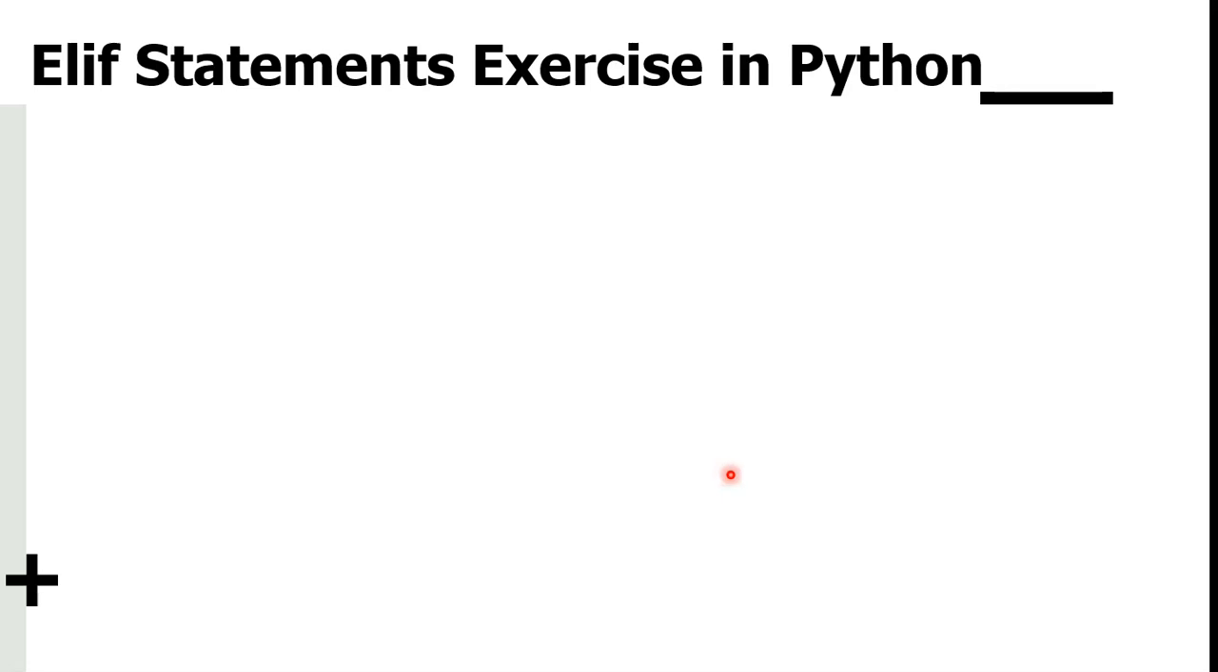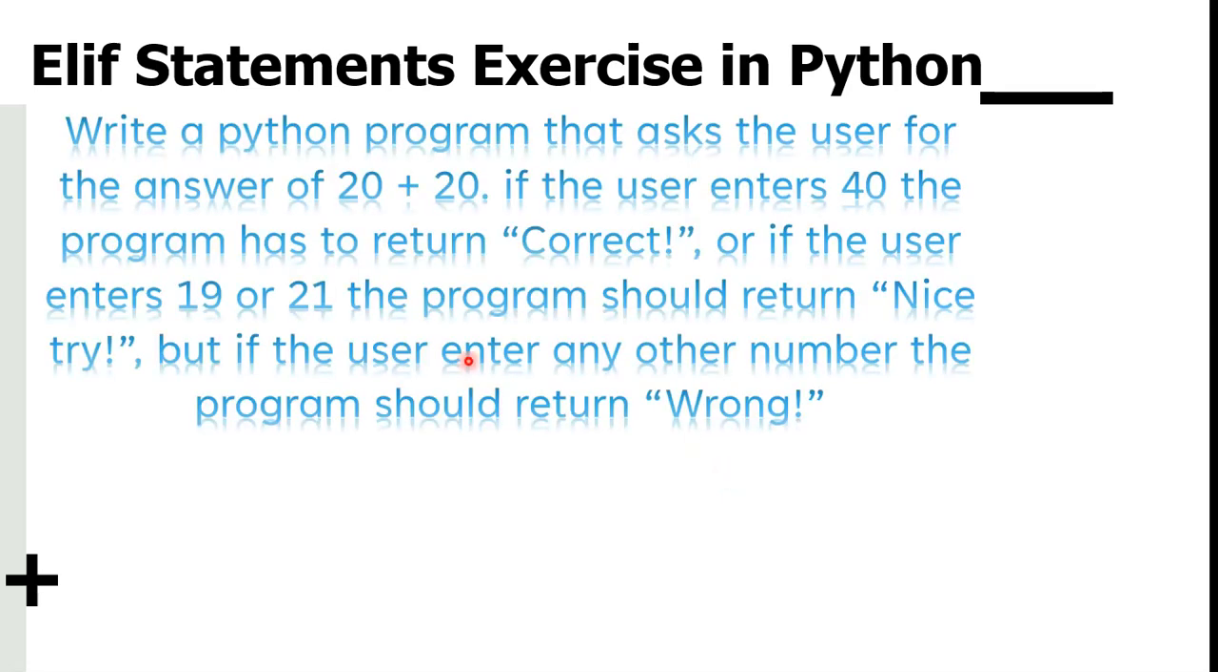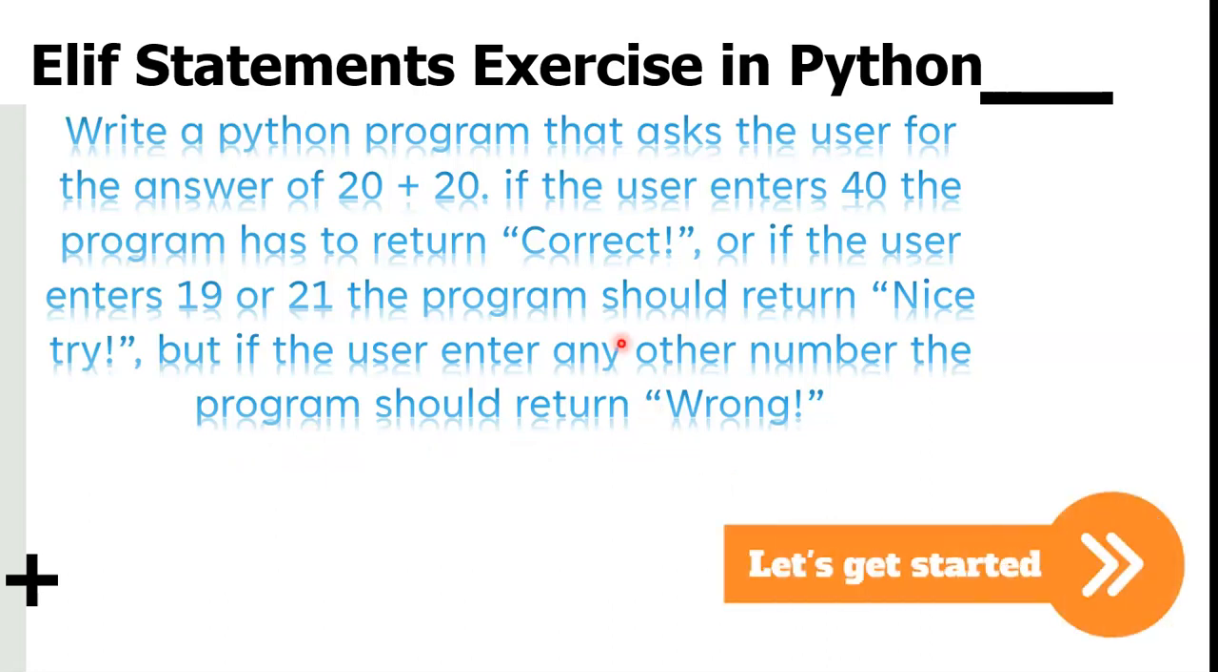Elif statements exercise in Python. Write a Python program that asks the user for the answer of 20 plus 20. If the user enters 40, the program has to return correct. Or if the user enters 19 or 21, the program should return nice try. But if the user enters any other number, the program should return wrong. Let's get started.